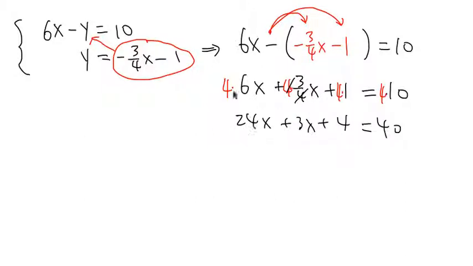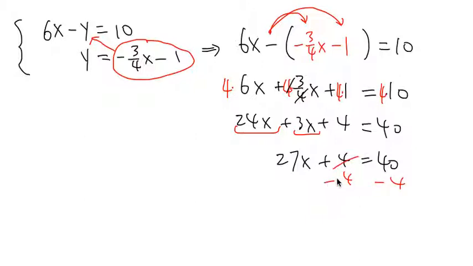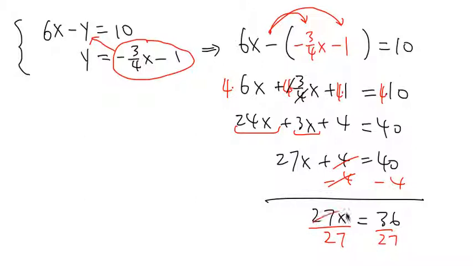As you can see, we have 24x plus 3x. We can combine terms before we do the isolating part. 24x plus 3x is 27x, and this is plus 4, and that's equal to 40. And now I can do the usual part. Minus 4 on both sides, they cancel out, and that will be 27x equals 40 minus 4, which is going to be 36. Of course, we can divide both sides by the number in front of the x, which is 27, so the 27 cancels out. So we are saying x is equal to 36 over 27.